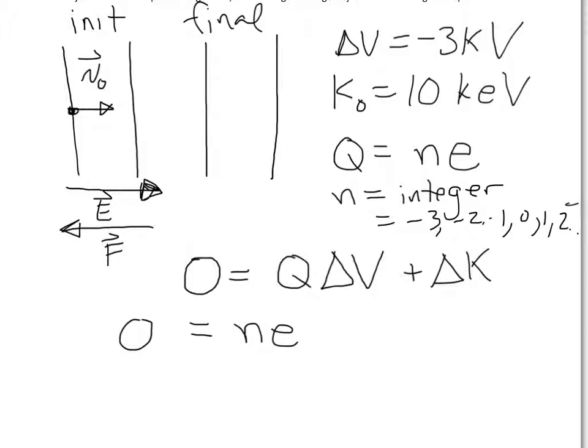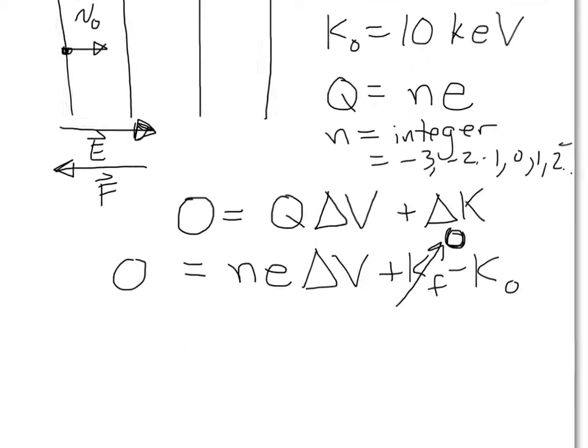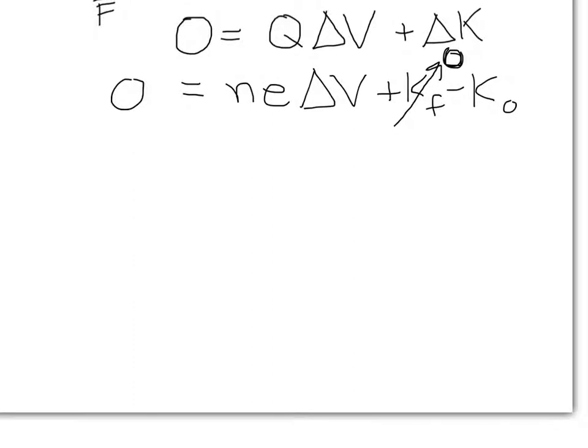So I've got the charge indicated here, that's Q, is N, some integer, times the fundamental charge unit E. E is a positive number. Then times delta V. Delta V we know. And then the change in kinetic energy, of course, is final minus initial. Now the final is 0 because we're considering the limiting case where it just comes to rest. So it goes to 0. Alright, so let's continue on with this equation.